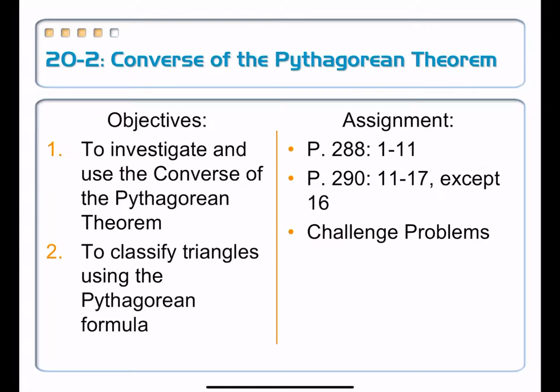And the second objective, to be able to classify triangles using the Pythagorean formula. Well, the Pythagorean formula, c squared equaling a squared plus b squared, is supposed to only work for right triangles, right? Okay, yeah, that's where we're going with that second objective.